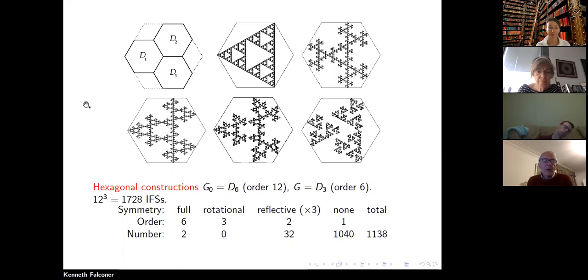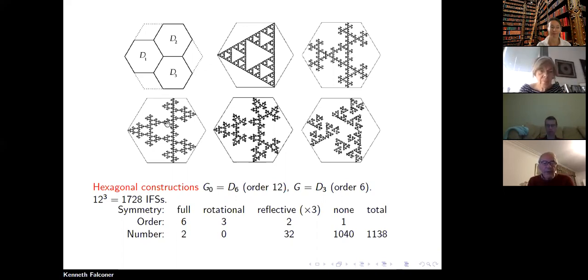And so we've got 12 choices of similarity transformation from the larger hexagon onto each of the smaller ones. So that's 12 cubed, 1,728 different triples that are allowable similarities for our iterated function system. And if you do the same sort of calculation as before, it turns out that there are just 2 attractors, namely that one and that one, with the full order 6 symmetry.